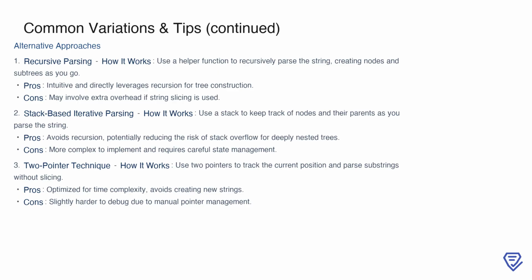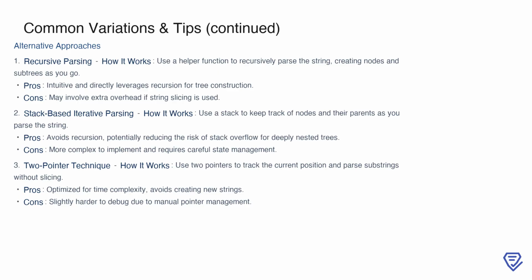One common method is recursive parsing. Here, a helper function is used to recursively parse the string, creating nodes and subtrees along the way. This approach is intuitive and aligns well with the recursive nature of tree structures, but it may involve additional overhead if string slicing is used. Another option is stack-based iterative parsing. By using a stack to maintain the nodes and their parents during the parsing process, you can avoid recursion, which helps reduce the risk of stack overflow for deeply nested trees. However, this approach demands careful state management and can be more complex to implement.